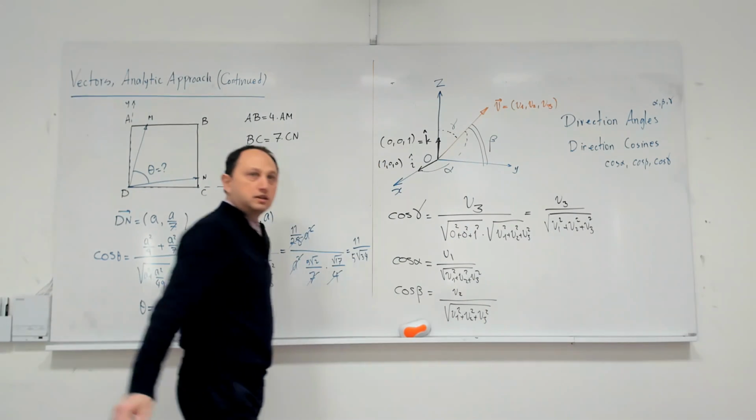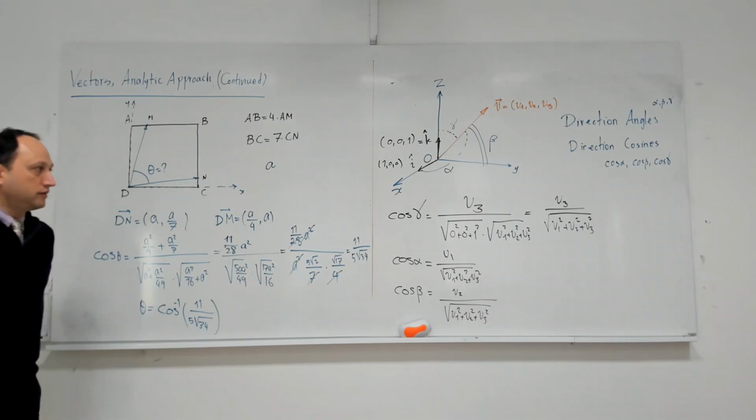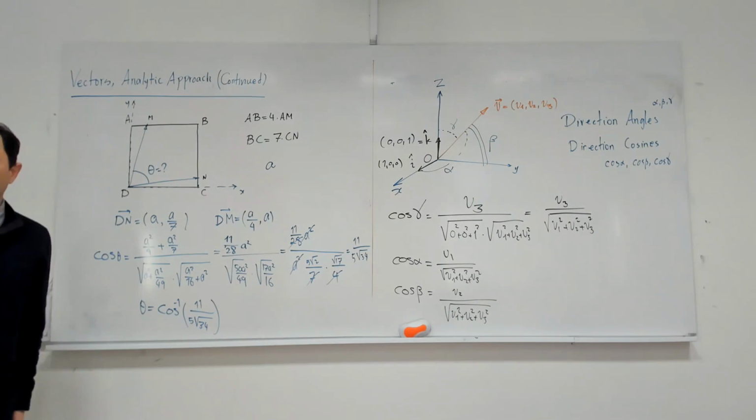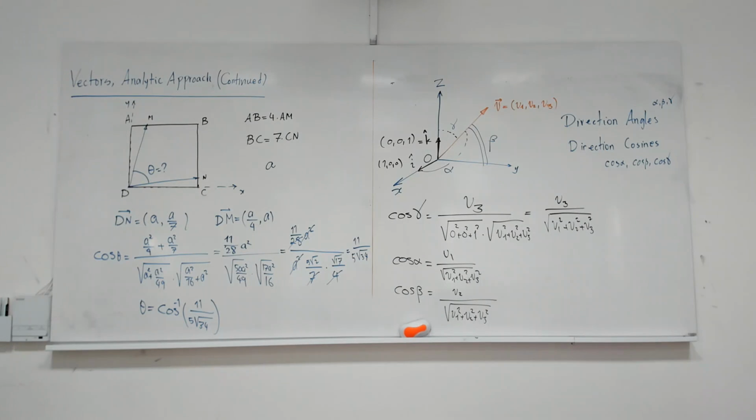So you have the formulas in front of you. But can you discover a relation between the cosines of the angles? I want to find a relation between cosine alpha, cosine beta, and cosine gamma independent of V1, V2, and V3. Can you discover the pattern?